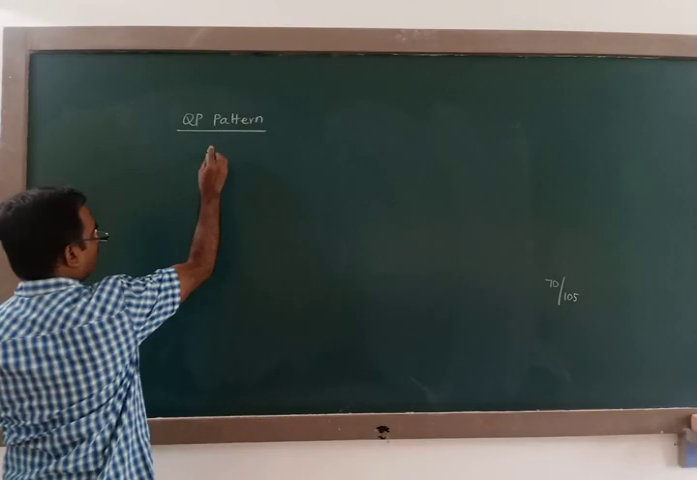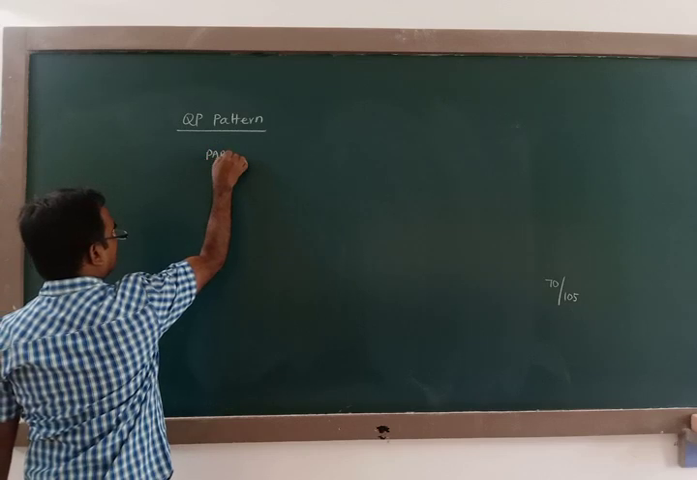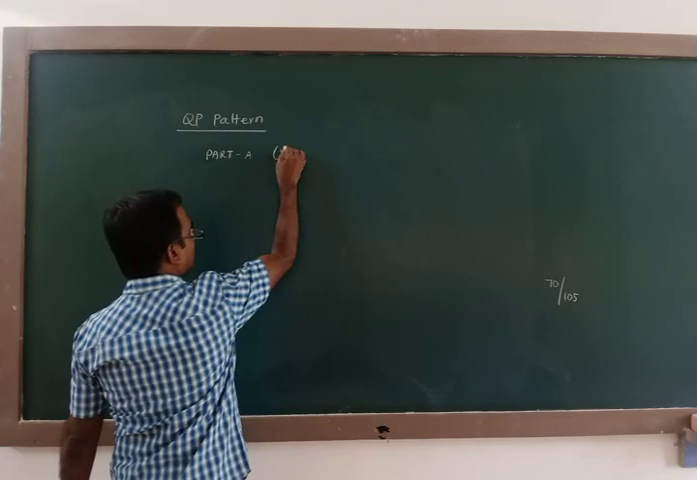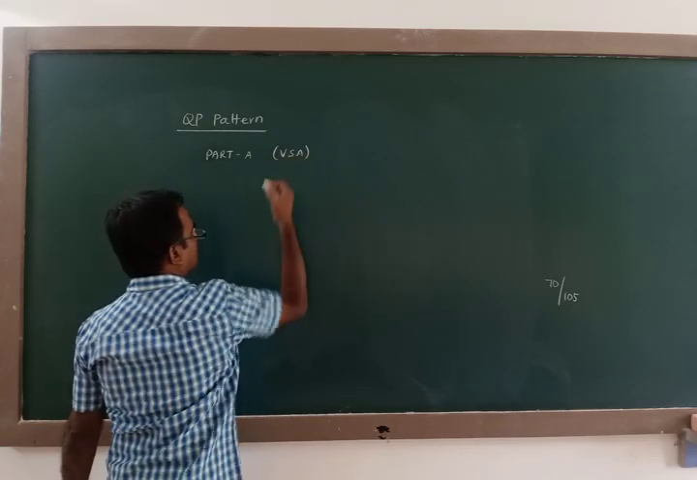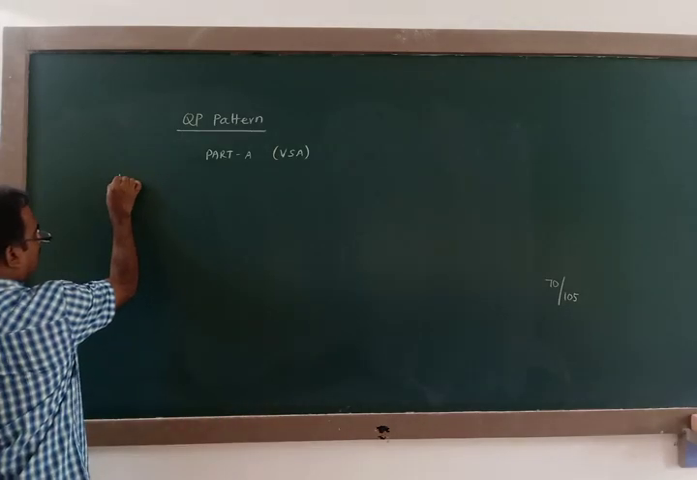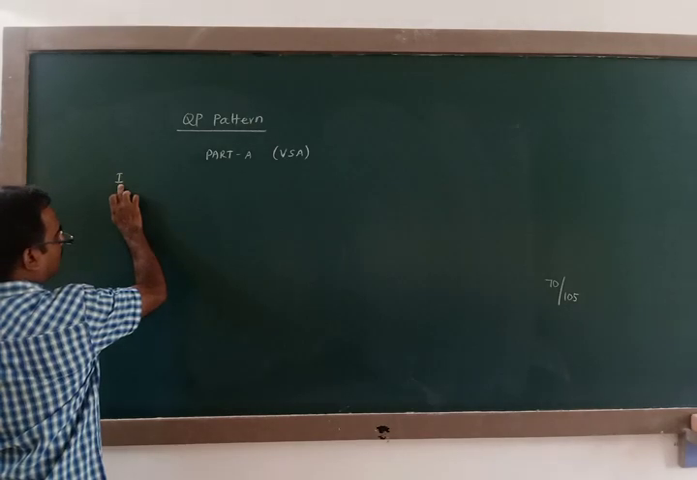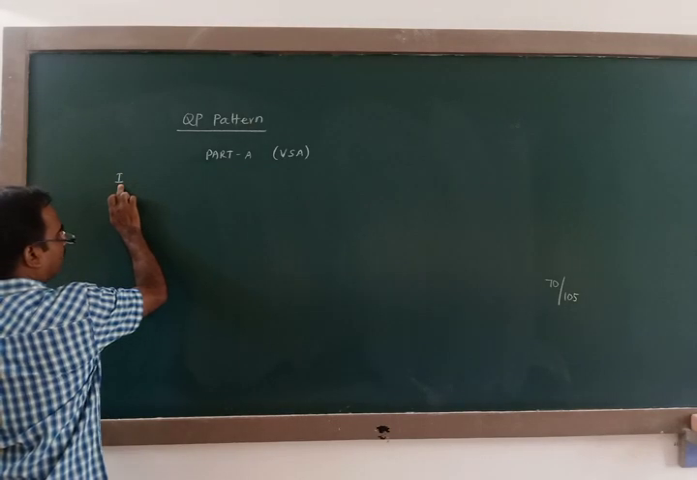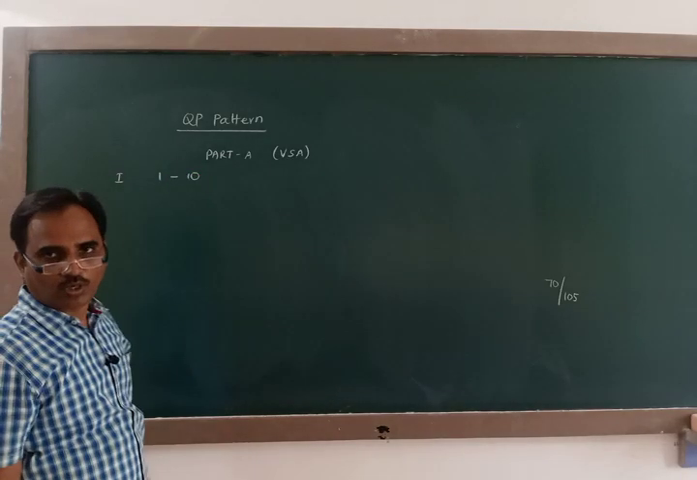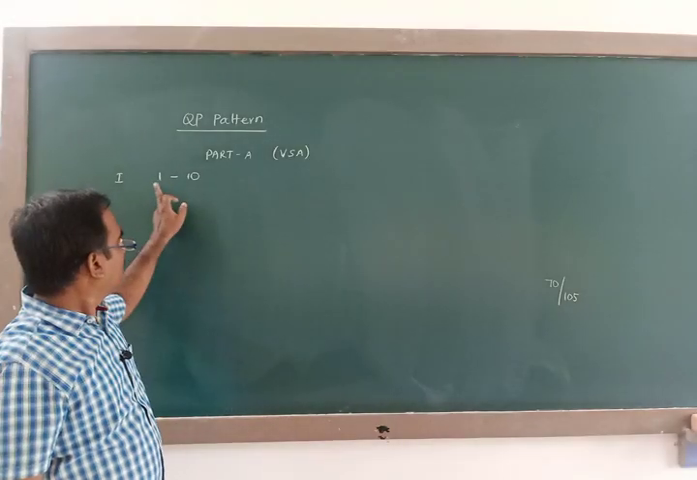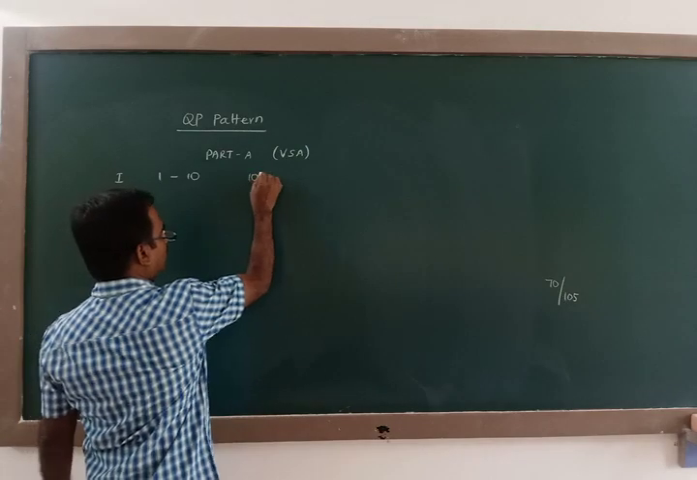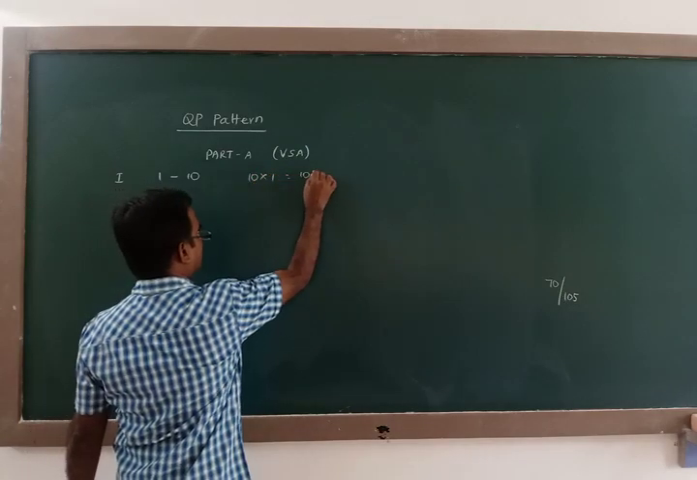So in your question paper, you will have part A. This is of very short answer type questions. In this part A, that is part 1, you have 1 to 10 questions. Each question carries 1 mark, so this part A is for 10 marks.